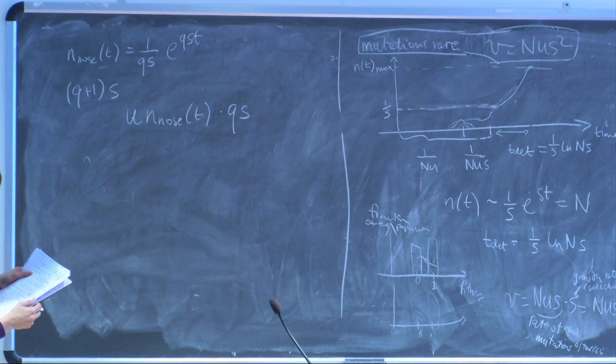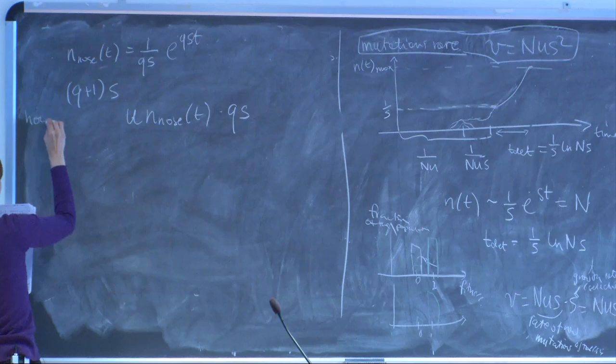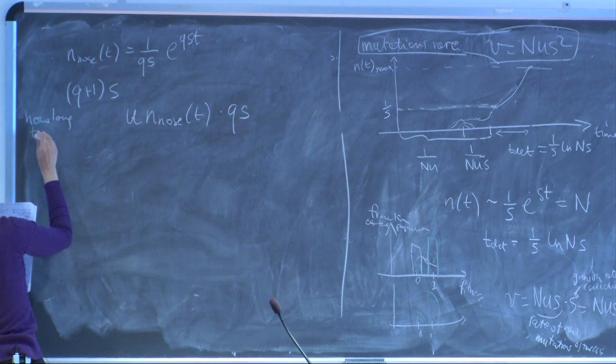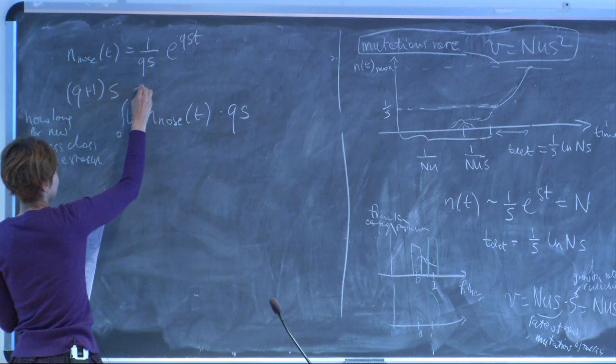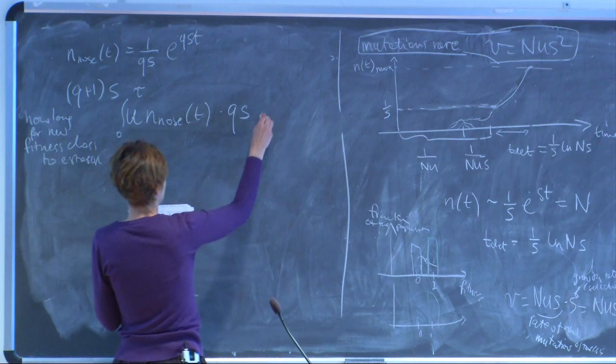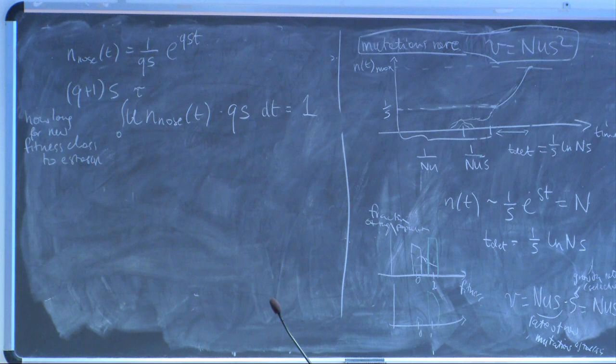So they grow to a certain size, and we can ask how long for a new fitness class to establish. We're going to ask, if this is the probability of them appearing in dt, how long before they reach a significant number, and we're going to say that the significant number is 1. It can be 5 if you want, it really doesn't matter. It's just order of magnitude.